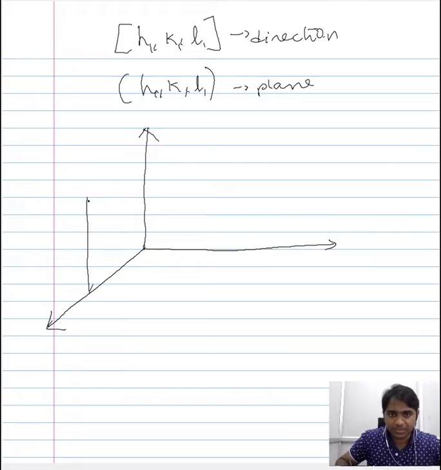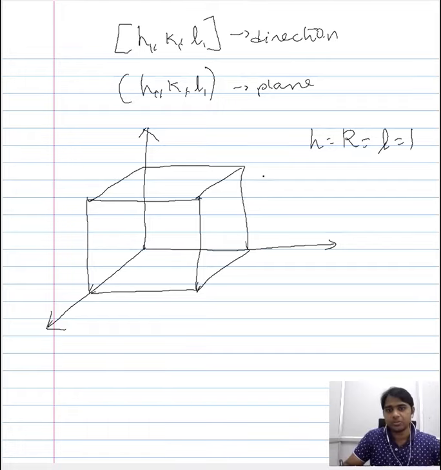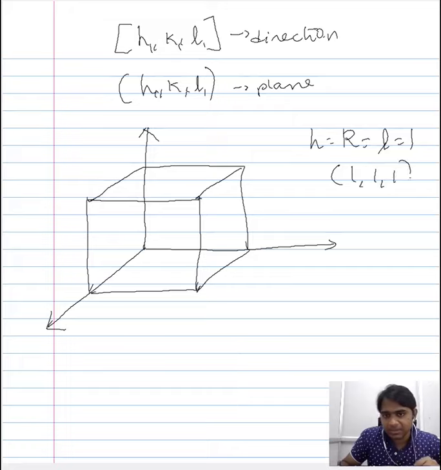So let us begin by constructing a unit cell. So this is a cubic unit cell, and for the sake of this discussion, let us assume h is equal to k and l is equal to 1. So all these are equal to 1. So each of these values assumes 1. So let us begin by considering a plane of this form 1, 1, 1.